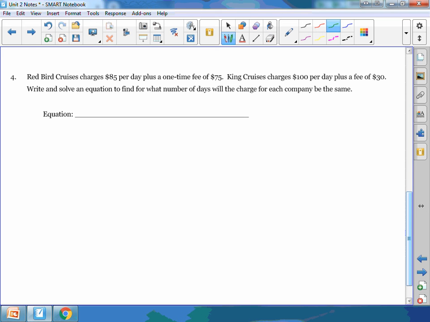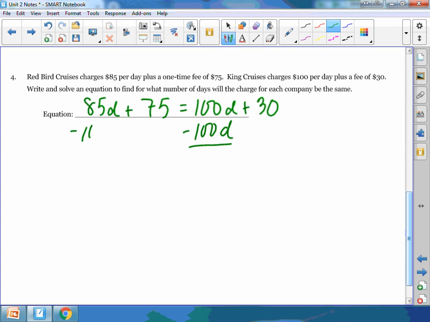Quick lap around shows me that most of us are getting this equation right. So you should have an equation that looks kind of like that. How many of you moved the d's to the right side? How many of you subtracted like 85d and moved it over? All right, I'm going to do it the other way then. I'm going to subtract 100d, just to show you.